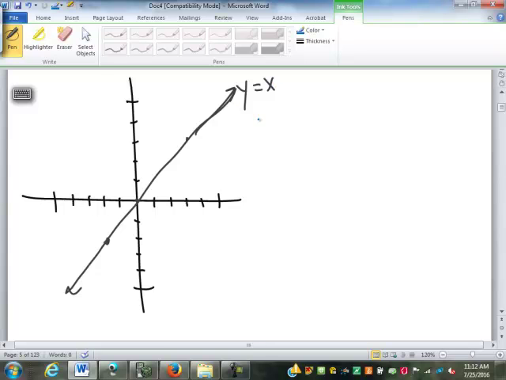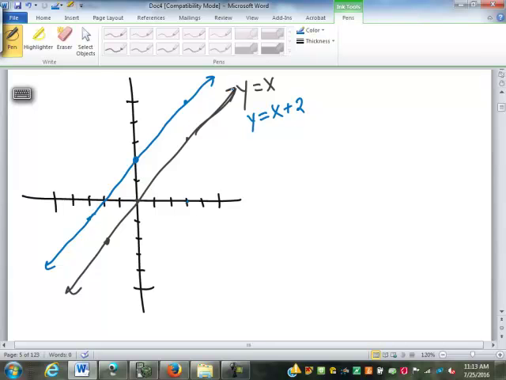Well, to x, maybe we'll add something. Let's do y equals x plus 2. Now, if x is 0, what's y have to be? 2. If x is 3, what's y have to be? 5. If x is negative 3, what's y have to be? Well, negative 3 plus 2 is negative 1. We get that line right there.